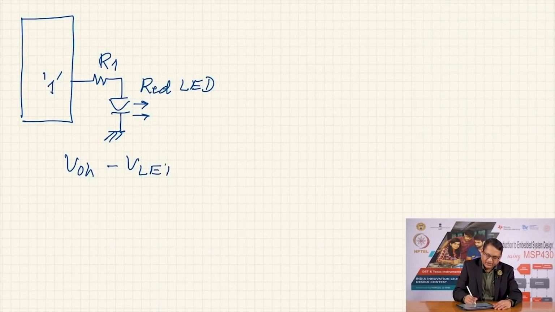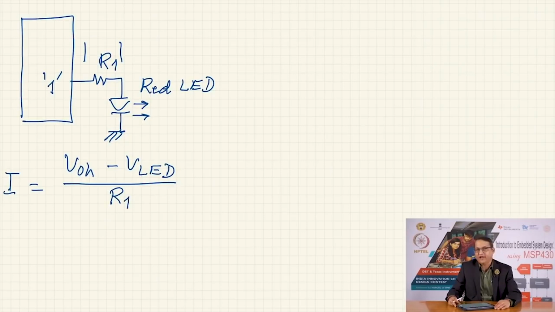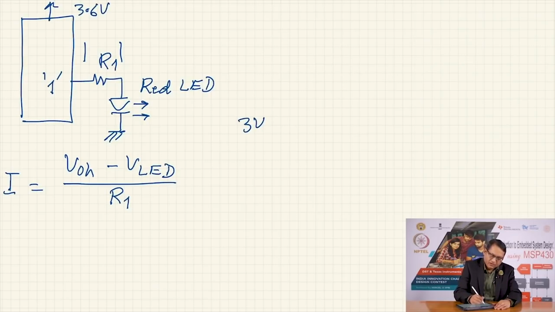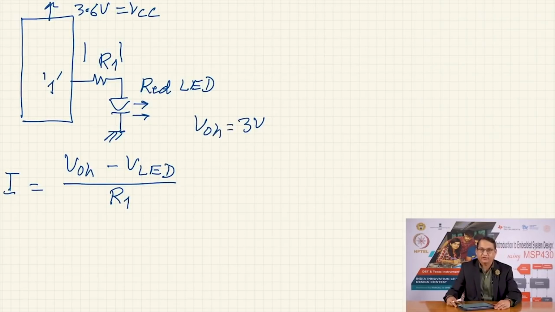You can find out from the data sheet what the voltage drop across a red LED is. This difference is the voltage across R1, and therefore the current through it will be I equals VOH minus VLED divided by R1. Now suppose you want 5 milliamperes of current. Let us take some numbers. Let us say VOH is 3 volts, if your VCC is say 3.6 volts. The exact value you should find out from the data sheet.